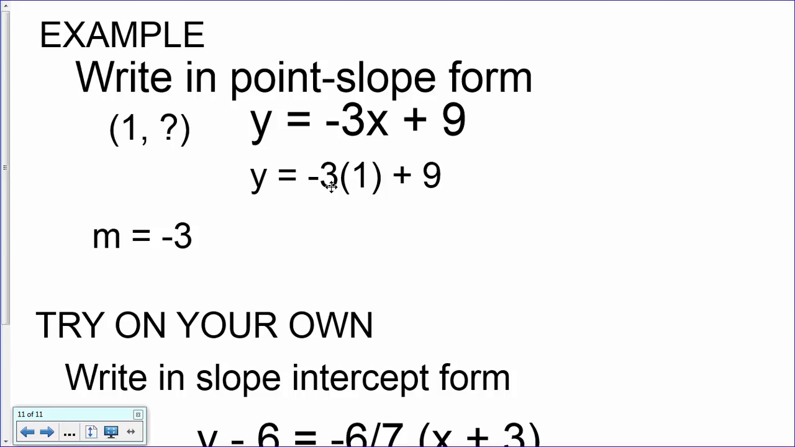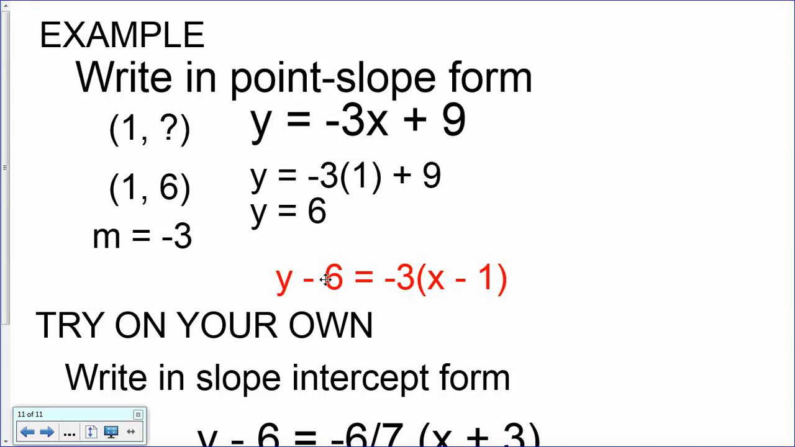So I pick the x value, plug it in. You can pick a different number. It's totally fine. So -3 times 1 gives me -3 plus 9 ends up equaling y equals 6, which means my point is 1, 6. I can use that to create my point slope form. Y minus 6 equals -3 times x minus 1. Okay, like I said, you can pick anything for your x value. I still don't advise doing 0 because it doesn't look like point slope then.